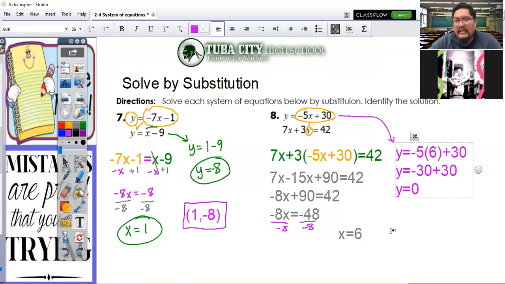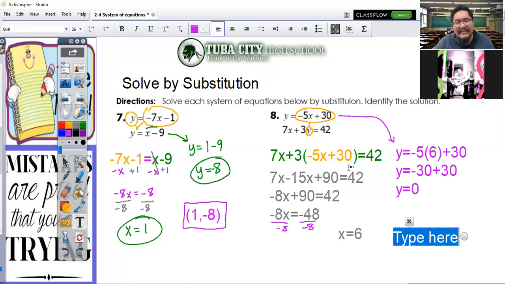So now we have both our numbers, and we can check it by plugging it into one of the other equations, which in this case here, if I plug it in here, I'm going to do this just really quick mentally, y equals 0. So 3 times 0 is 0. X is 6. So 7 times 6 is 42. So 42 plus 0 equals 42. And that makes sense. It works.